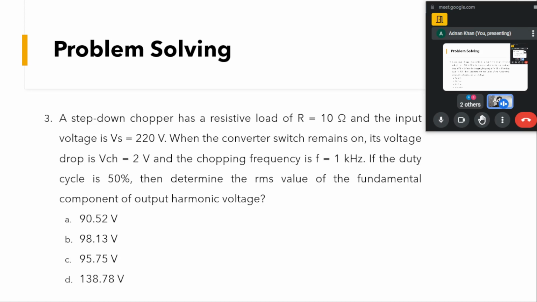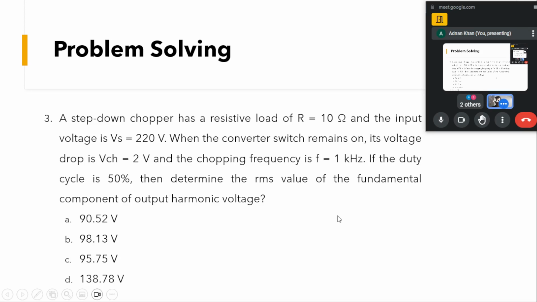With these harmonics and all, you might think this is some difficult question, but it is not. I'll walk you through the process. What it is saying is if the duty cycle is 50%, that means, up till now we are getting the point, R is given to us, load which is 10 ohm, input is given which is 220 volts, and the drop across the device is 2 volts. Chopping frequency is 1 kilohertz, and duty cycle is 50%. That means D is equal to 0.5.